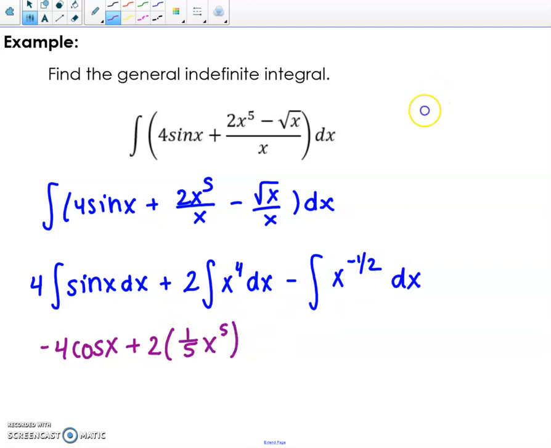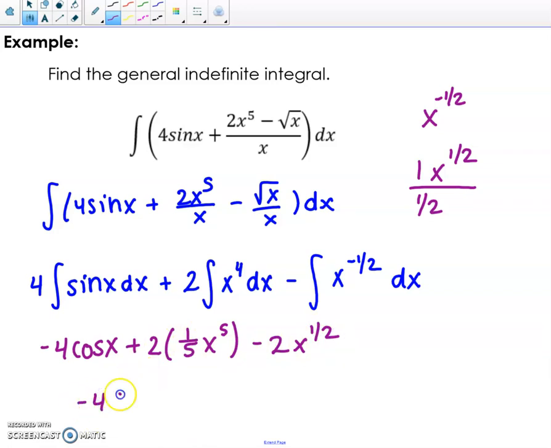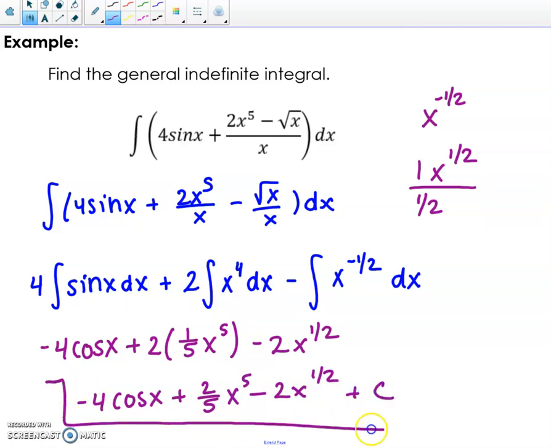And then here, if I have x to the negative 1/2, if I increase the exponent by 1, that's going to give me positive 1/2. And what's in front of this is a 1, right? So I pretty much have to divide this by a half. So 1 divided by a half is going to give me 2x to the 1/2. So I can actually just multiply the 2 and the 1/5 together to make this a little bit nicer to look at. And I don't want to forget my plus c.